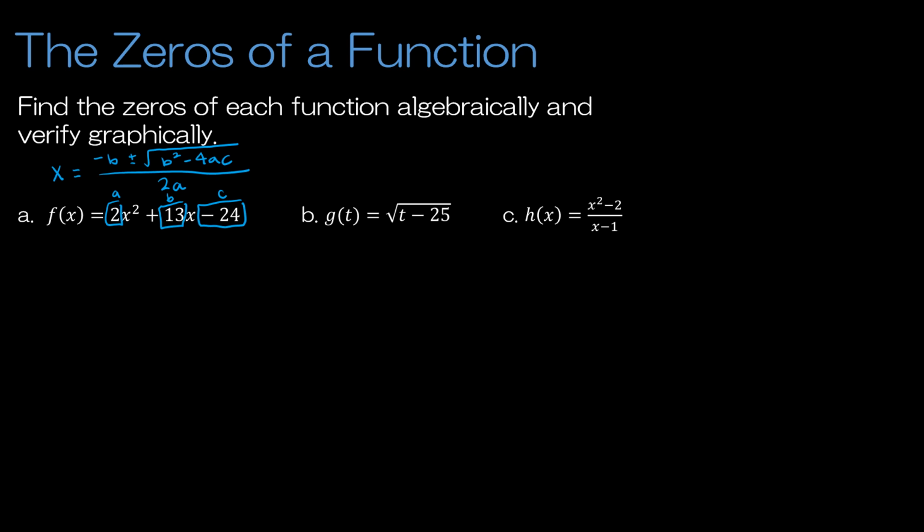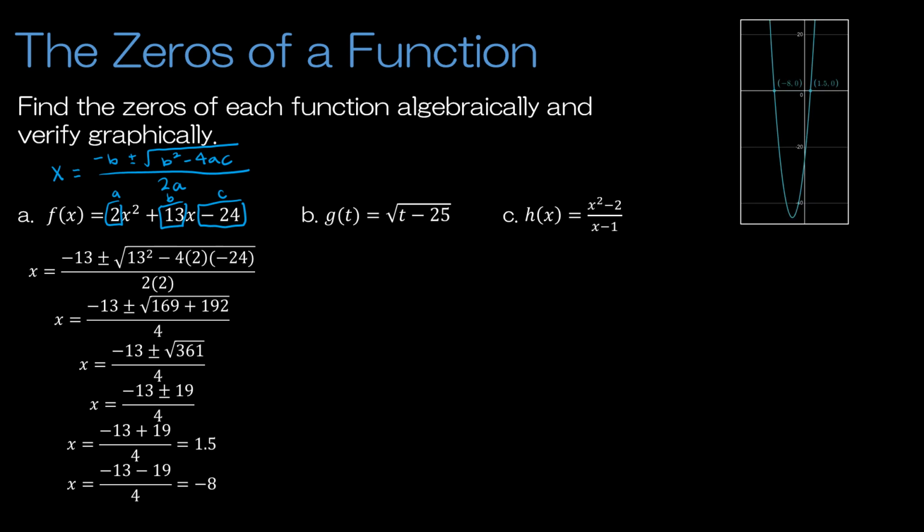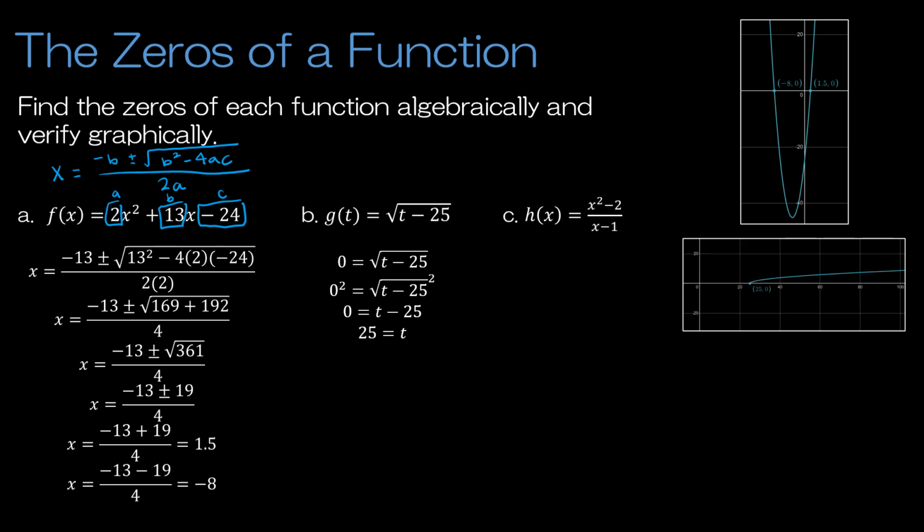So beginning with the first one, and I'm not going to go through each in such great detail as I did on the last one, just for the sake of time. I did use the quadratic formula to find that the zeros are 1.5 and -8, and by checking that graphically, I can see that is where the parabola crosses the x-axis. For b, which is a radical function, remember we're just going to set it equal to 0. We're going to square each side, and I end up with t is equal to 25. If I check that graphically, I can see 25, 0 is in fact a point on my graph.